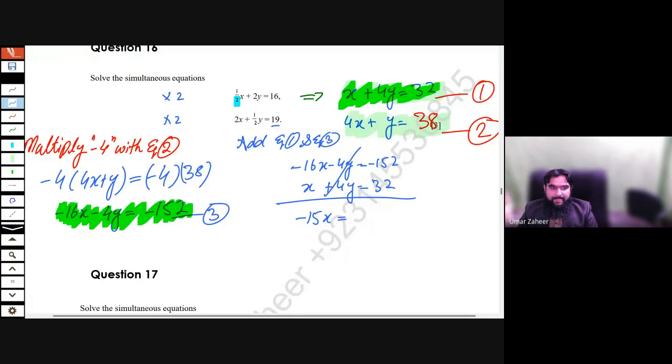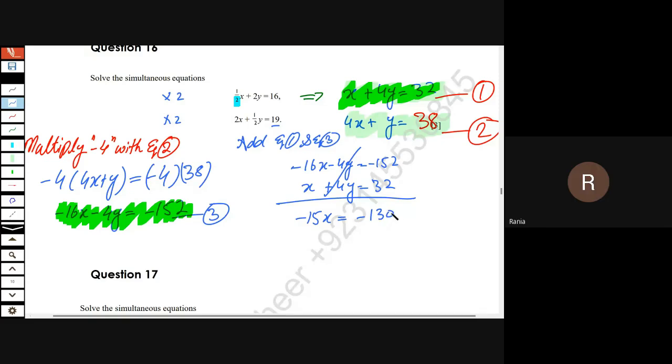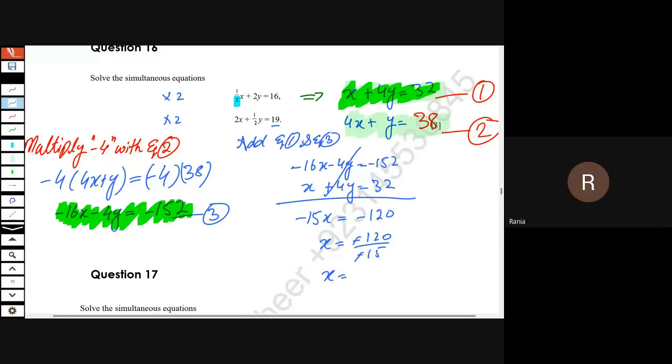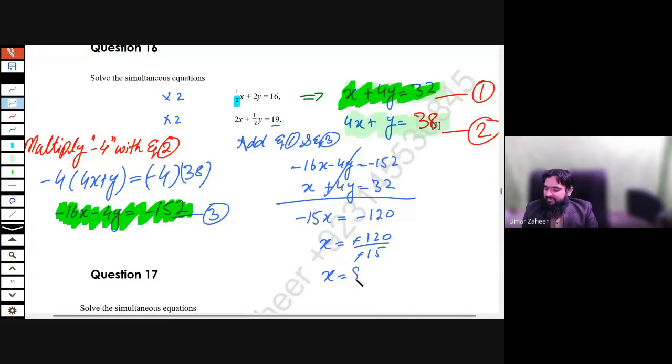It will be minus 120. Now, 15 is multiplying, so on the other side it will be divided. Minus will be cancelled out. Yes, how many times 15 will you get 120? 8. So we will get x is equal to 8.